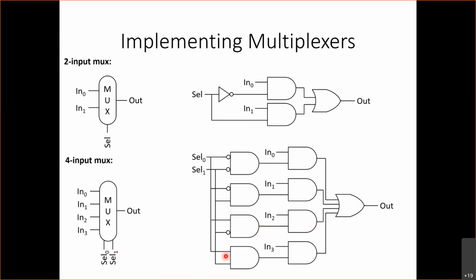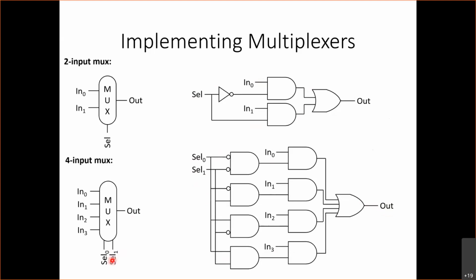And then finally here, both of these will be 0. So the output of this AND gate will be 0. So the output here will be 0. So we're going to get N0 or 0 or 0 or 0, which means that the output is going to be equivalent to N0. Okay? And you can kind of do the same exercise for the other inputs.